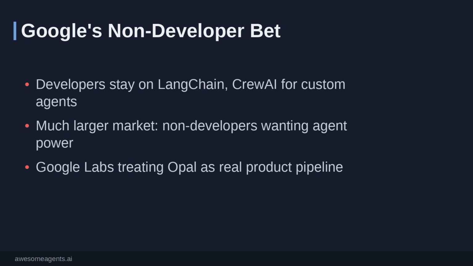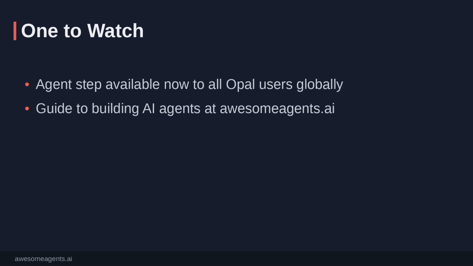The cadence says yes, and I think the bet Google is making is clear. Developers will keep building agents with LangChain and Crew AI, but there is a much larger market of non-developers who want the same capabilities. And Google thinks they can serve that market with a no-code tool that has an agent brain. That is the bet. Whether it pays off depends on how far natural language instructions can actually take you when the workflows get real.